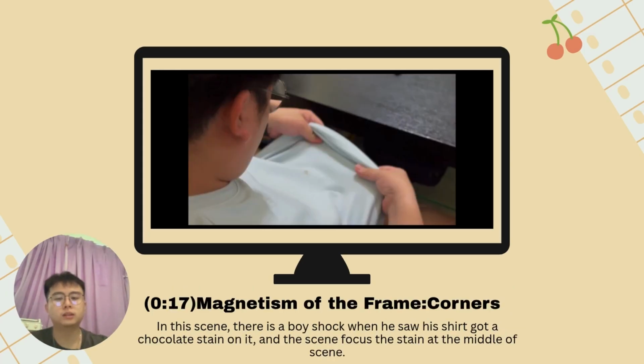So the second scene, which is at the 17 second, is using the magnetized frame corners. And as you can see, the character is at the corner of the scene. So the screen corner exerts an especially strong screen center magnetic pull. And we will focus on the stand in the middle and the character in the corner. So this is magnetized frame corners.